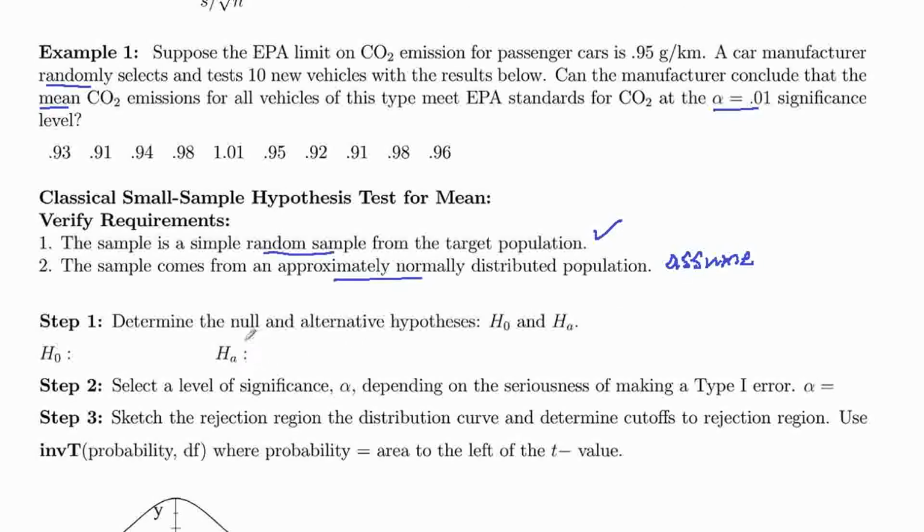Step one, null and alternative hypotheses, H0 and HA. For HA, what we're trying to show is that the mean meets the standard. The limit is 0.95, so you have to be less than 0.95. If that's not the case, then we'll assume that mu is equal to 0.95, or if you want, greater than or equal. Then select our level of significance. That was given to us, 0.01, so alpha is 0.01.